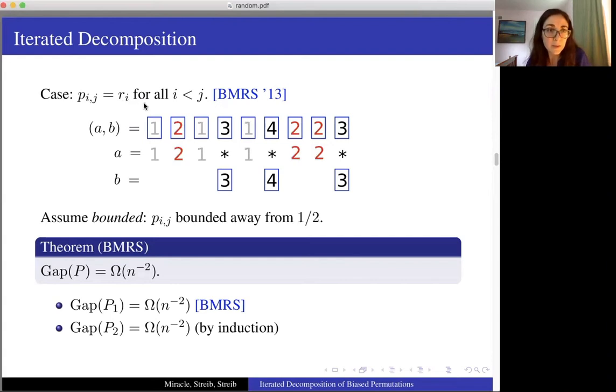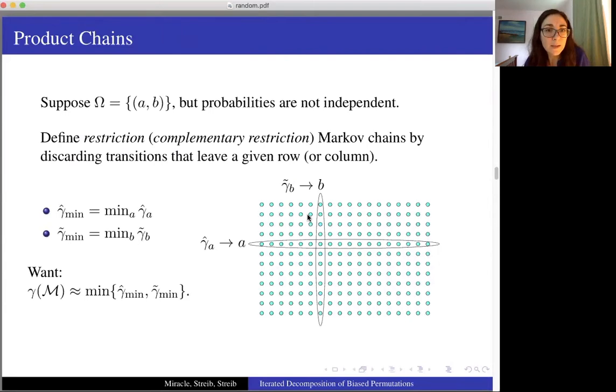Okay, so this works great when the chains are independent, and we had that when the P_ij's were equal to r_i, so they only depended on the smaller of i and j. But this is not true in general, and in general for this problem, you can still write the state space as a product space, so every element can be written as A comma B, but those probabilities are no longer independent. So the probability of going from AB to AB prime now depends on both A and B.